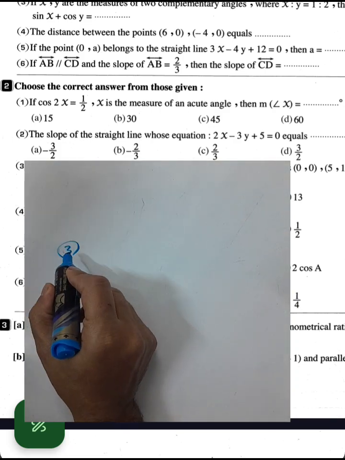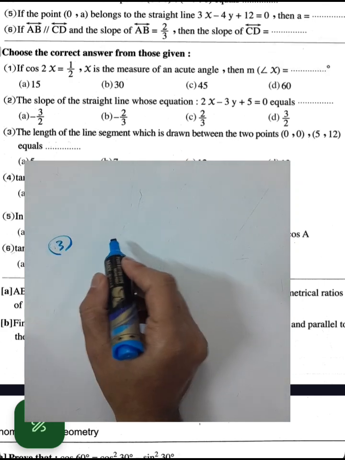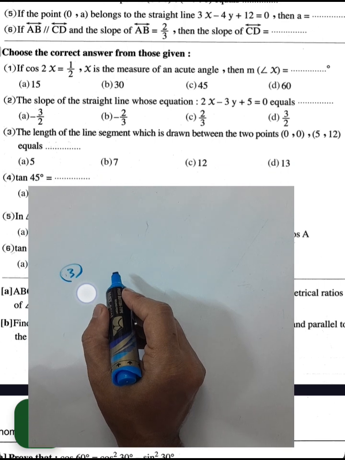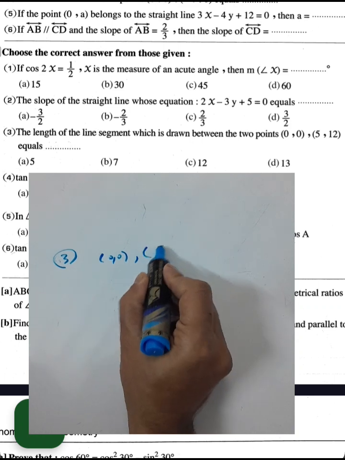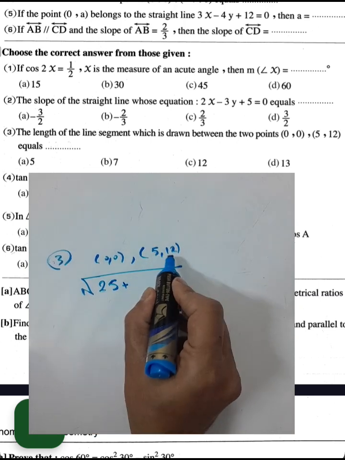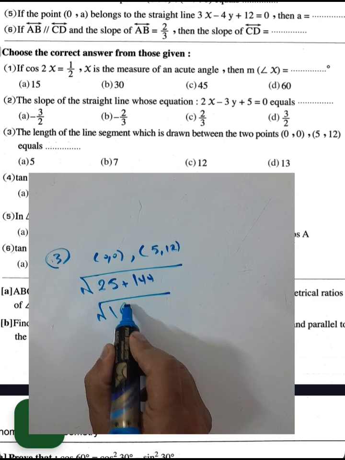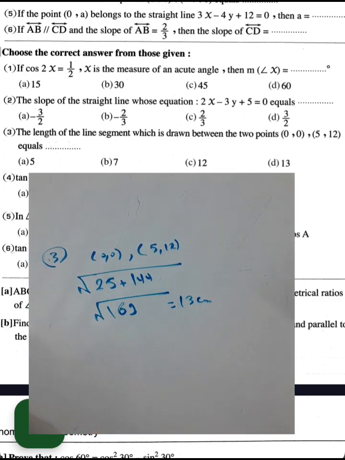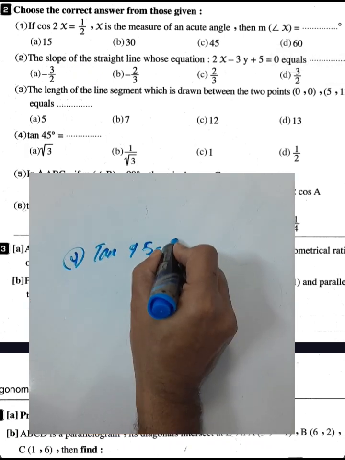Question number 3. The length of the line segment drawn between 2 points equals what? You want to find the length of the line segment between the point (0, 0) and (5, 12). We can find 5 minus 0, 5 squared, 25. 12 minus 0, 12 squared, 144. It will be 169. The result will be 13 centimeters. Next example, question number 4. 10^45 ... it will be 1.